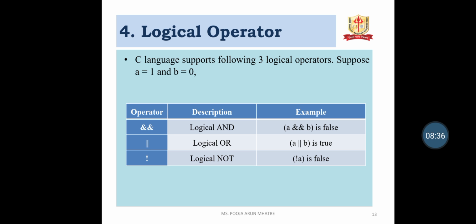So logical AND, the logical value is not equal to B. So the statement is false. Two vertical bars, that is, logical OR. A is not equal to B, that is, A is 1 and B is 0. So it is A OR B, the value must be A, 1 or 0. So it is true. Then the exclamation mark, that is, logical NOT.